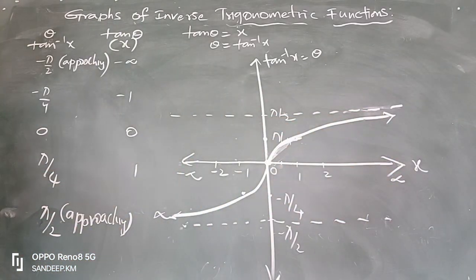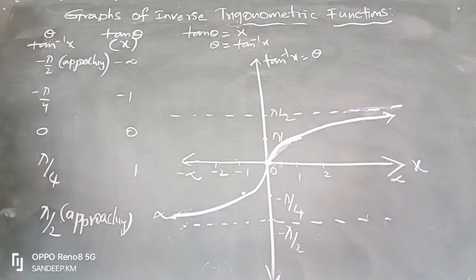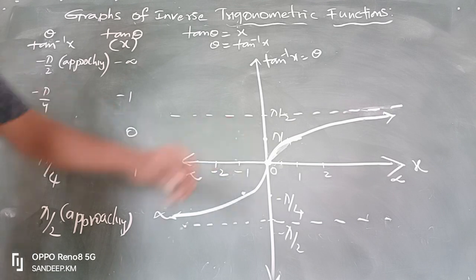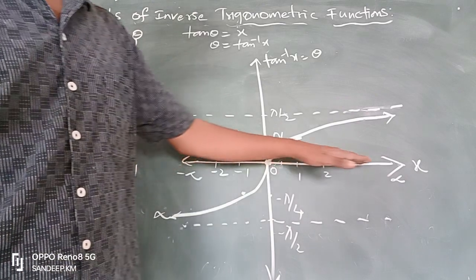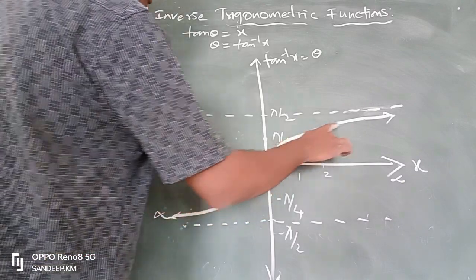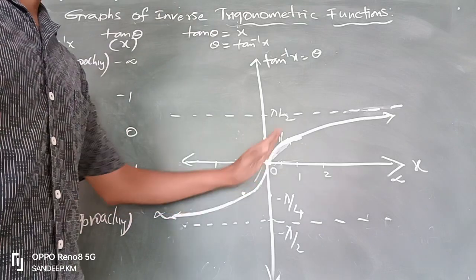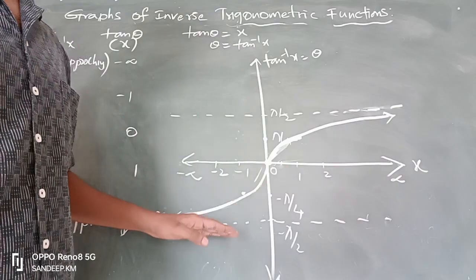This is the graph of y is equal to tan inverse x, or theta is equal to tan inverse x. Similarly, we can draw the graph of the remaining three inverse trigonometric functions. But one question: is tan inverse x an increasing function or decreasing function? You have to check it. As input changes from minus infinity to plus infinity, the output changes from minus pi by 2 to plus pi by 2. That means as input is increasing, the output is also increasing.